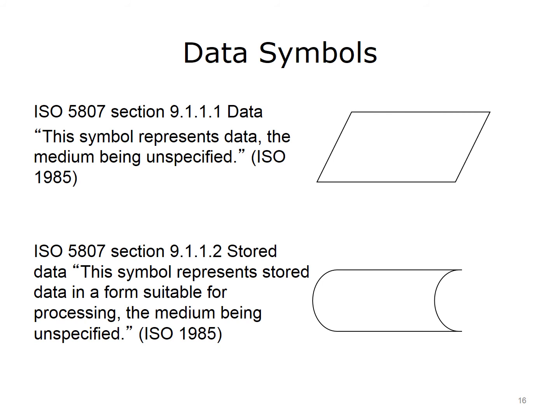ISO 1985. According to ISO 5807, Section 9112, the symbol for stored data is a four-sided figure with two parallel sides, one rounded concave end and one rounded convex end. This symbol represents stored data in a form suitable for processing, the medium being unspecified. ISO 1985.